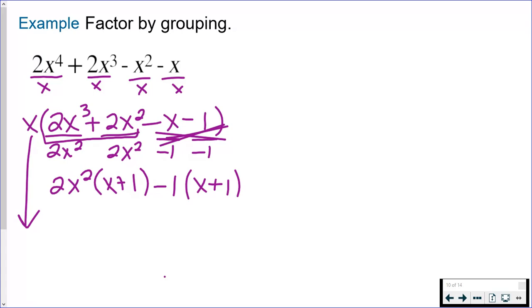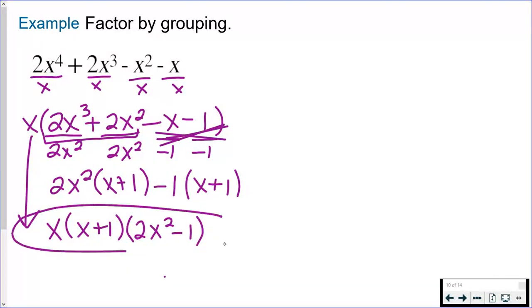Now that I have matching parentheses, I'm going to take out the x plus 1 and I'm going to write what I have left, which would be 2x squared from the first group minus 1 from the second group. Don't forget about your x in the front. I don't have any kind of difference of squares or anything here, so I'm done factoring.